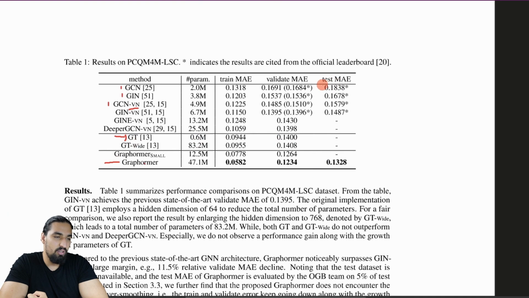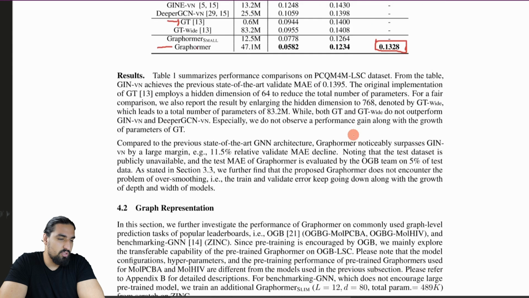So as you can see, looking at the test, this is mean absolute error, Graphormer achieves the lowest error compared to all of these other classical GNNs. So those are some nice results.